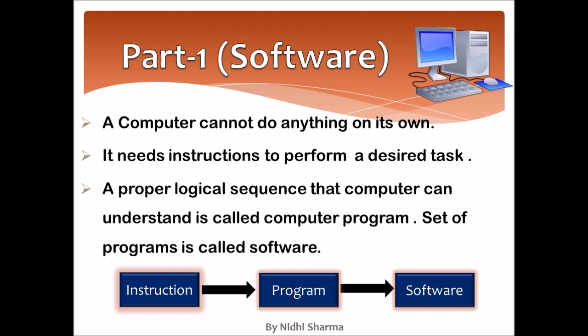A computer cannot do anything on its own. It always needs instructions to perform a task. A proper logical sequence that computers can understand is called a computer program, and a set of programs is called software. A computer without instructions is just like a car without a driver. A set of instructions which performs a specific task is called a program, and a set of programs is known as software. So this is the introduction to software.